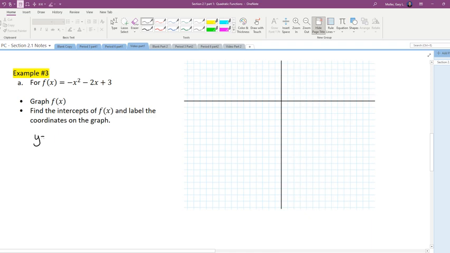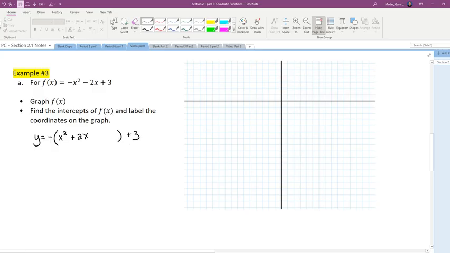So I'm going to write it as y equals, just because I feel more comfortable with that. And I'm going to notice that this negative is not where I want it. So I'm actually going to factor the negative out of just the first two terms. So that becomes x squared plus 2x. And then we're just going to slide this plus 3 over here.